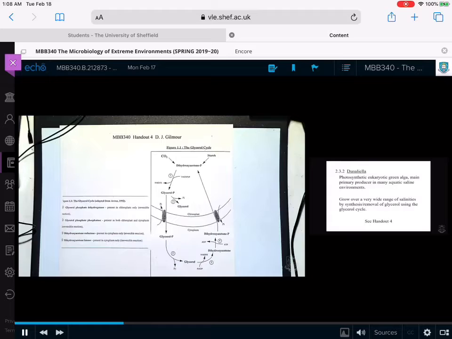One of the reasons I always stick with this is not just my bias towards Dunaliella, but this is really a very neatly worked out system that's been studied for many years now. These enzymes are all well characterized, their place in the cell is well characterized, and I think this cycle is essentially completely sorted out.